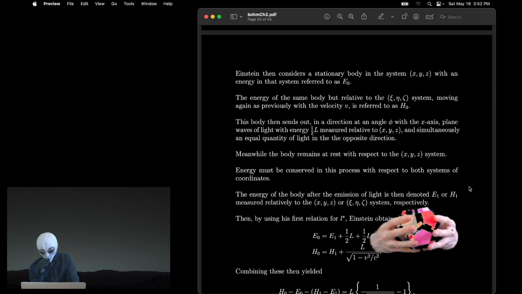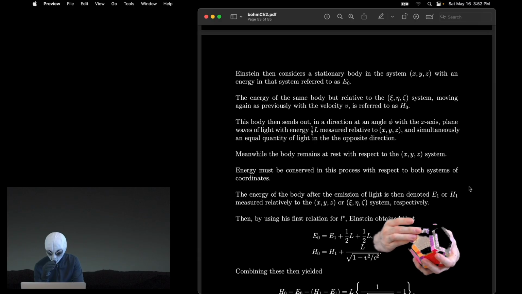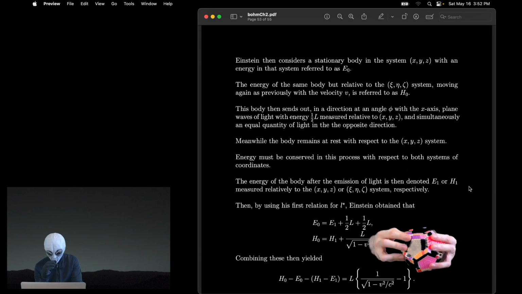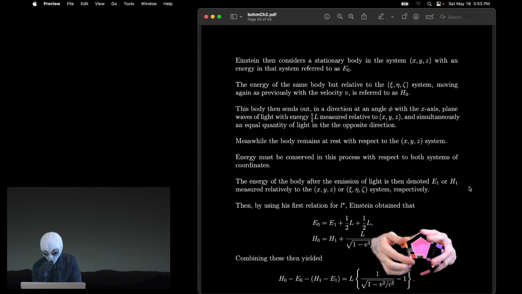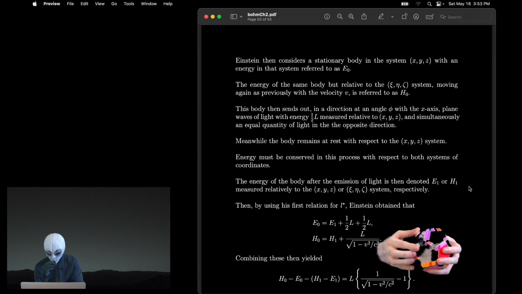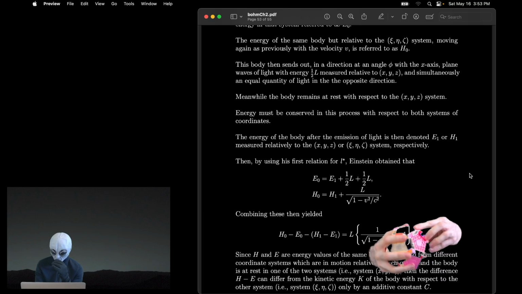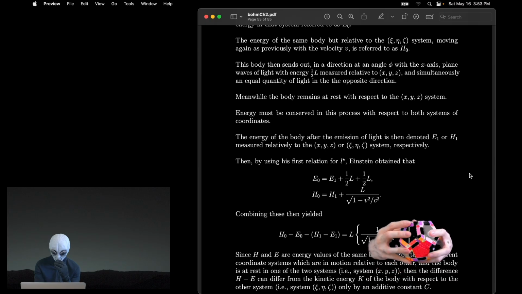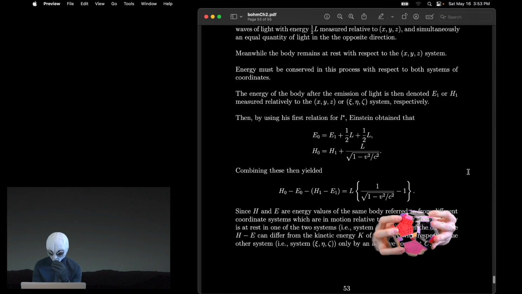Einstein then considers a stationary body in the system xyz with an energy in that system referred to as capital E naught. The energy of the same body but relative to the xi, eta, zeta system, moving again as previously with the velocity lowercase v, is referred to as capital H naught. This body then sends out in a direction at an angle phi with the x-axis plane waves of light with energy 1/2 times capital L measured relative to xyz, and simultaneously an equal quantity of light in the opposite direction. Meanwhile, the body remains at rest with respect to the xyz system. Energy must be conserved in this process with respect to both systems of coordinates.